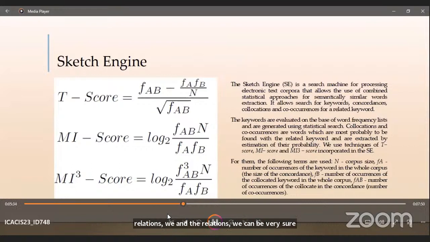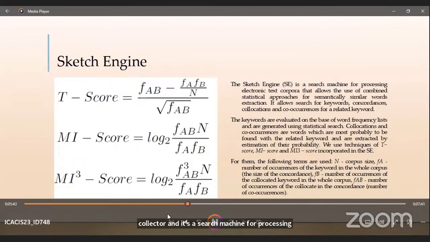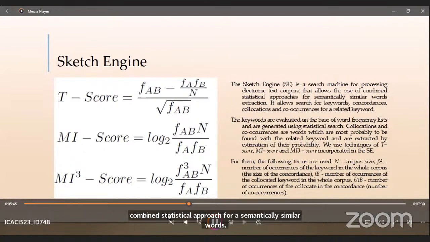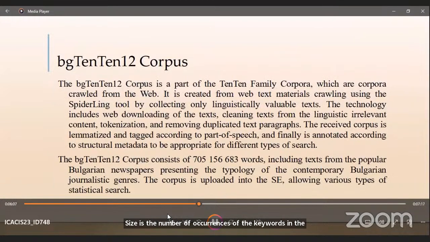The Sketch Engine software is a search machine for processing electronic text corpora that allows the use of a combined statistical approach for semantically similar words. The keywords are evaluated on the basis of a word frequency list and are generated using statistical search. We have used mainly three types of scoring. These are the formulas. In them, N is the corpus size, A is the number of occurrences of the keyword in the full corpus, and so on.